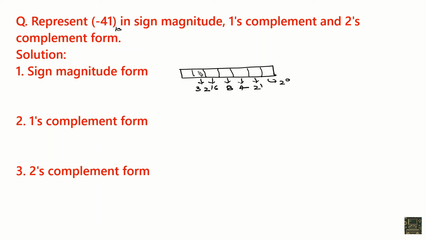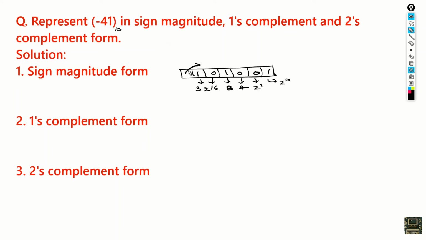So if I write 1 here, it will give me the value plus 32. If I write 1 here, it will give me plus 8. If I write 1 here, it will give me the value 1. So I will get the value of 41 in binary, which is nothing but 101001.